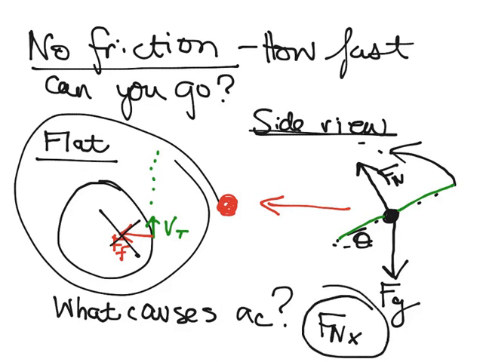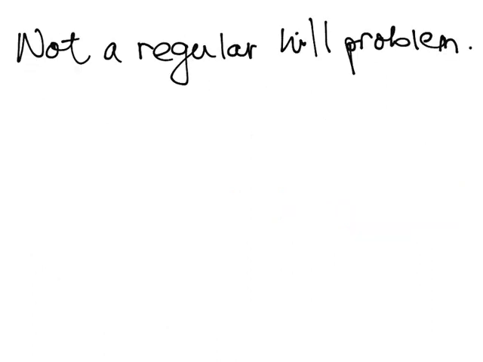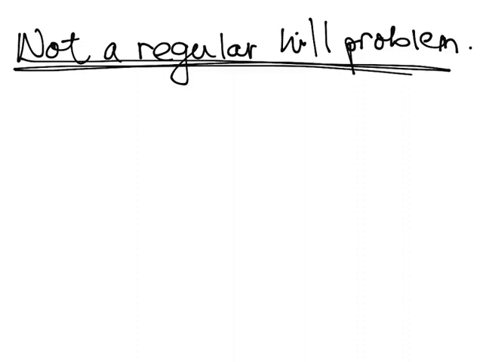And you might be saying, but wait a second, in a hill problem, we draw x and y. Okay, so Fn doesn't have an x component. Actually, for a banked curve problem, we're going to keep our normal axes. So I'm going to write that down again, and you can write that down again, and we'll talk about the specifics of how we break these forces up. Okay, so again, this is not a regular hill problem. I cannot emphasize that enough.